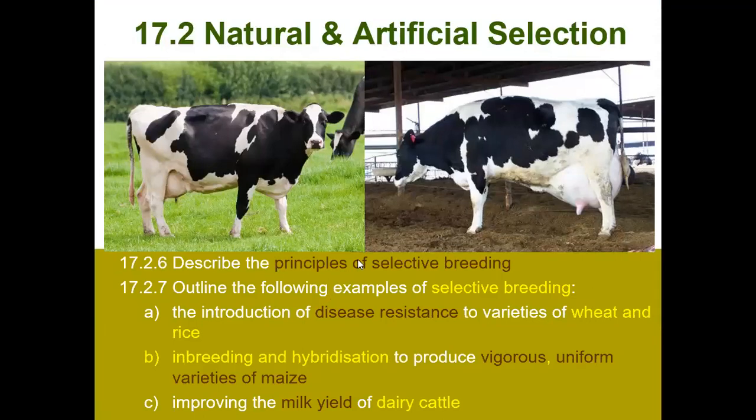So therefore, this is all about artificial selection. So we have looked at the principle of selective breeding, and we have outlined the 3 examples of selective breeding, right? Disease resistance in wheat and rice, inbreeding followed by hybridization to produce vigorous uniform varieties of maize, and improving the milk yield of dairy cattle.